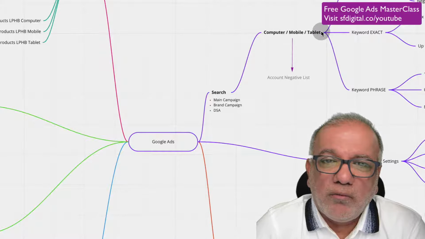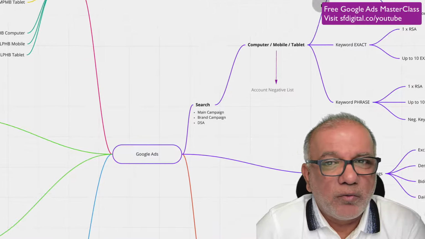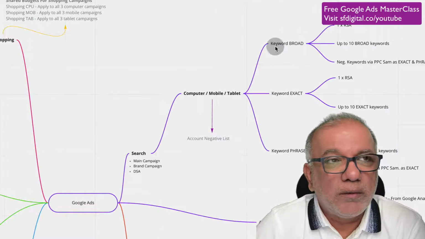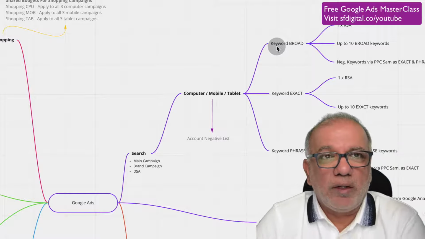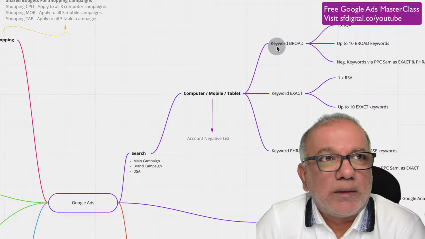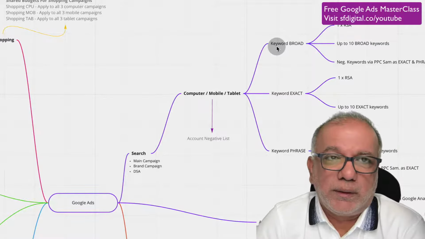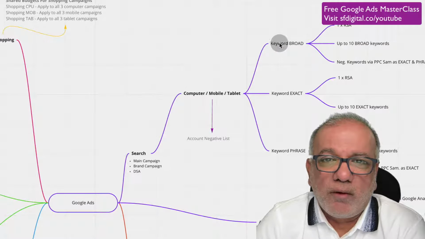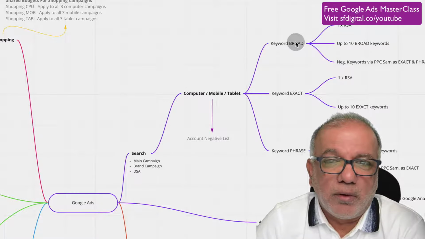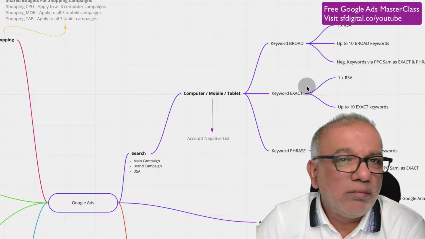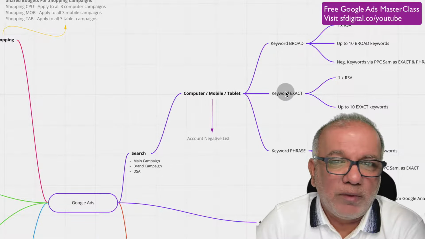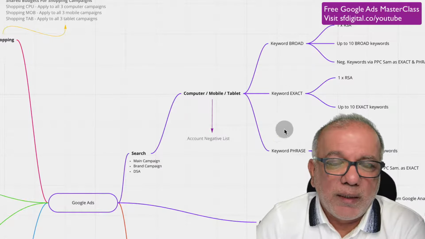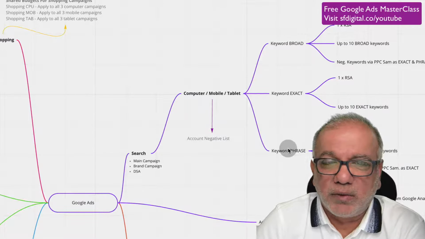Then we have the ad groups. So what we do is we have the same keyword. Let's say it is about dining chairs. We will have dining chairs as a broad, dining chairs as exact, and this will have up to 10-15 keywords. And the same sort of keywords which are in the exact match will be in the phrase match as well.